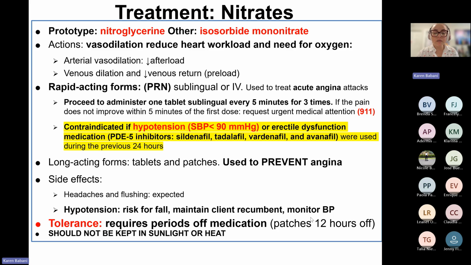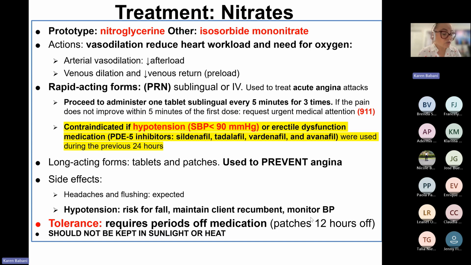What else? I'm missing something else, guys. I said length, duration. Is it radiating? Where does it radiate? How do they describe it? How do they rate it from 0 to 10? So that's your full pain assessment.